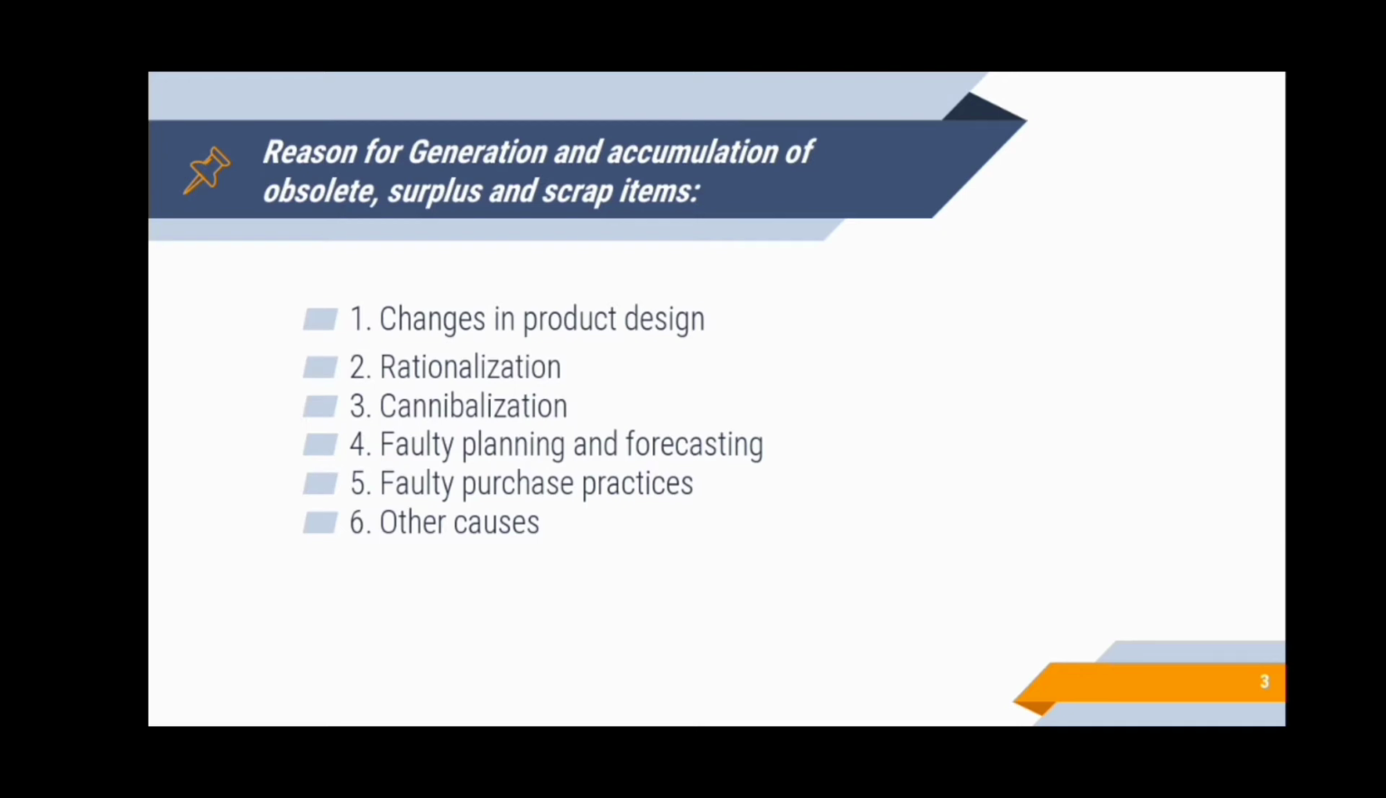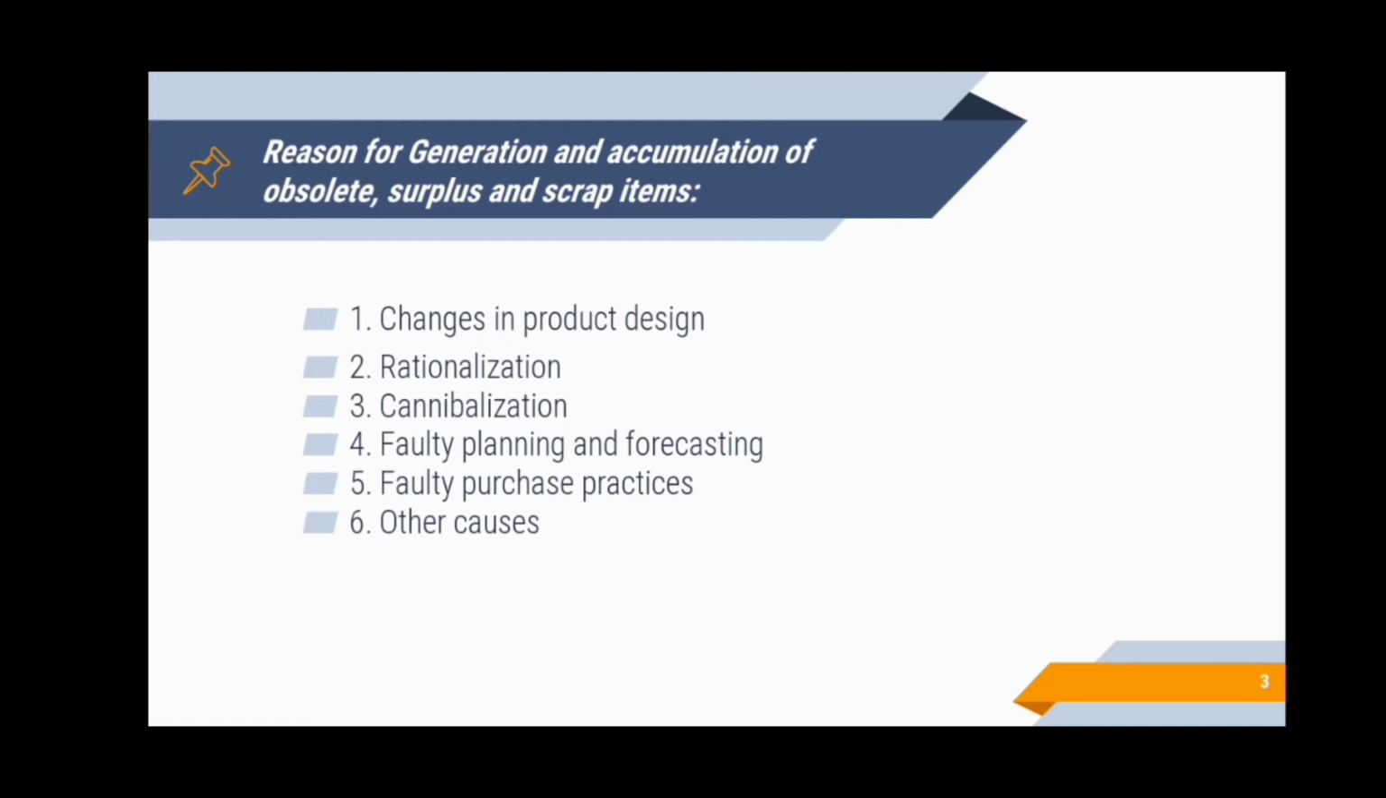Next is rationalization. Sometimes, raw materials are rationalized so as to minimize variety and simplify procurement. The rationalization process renders some items as surplus or obsolete.